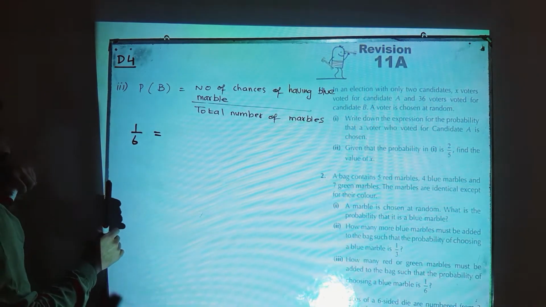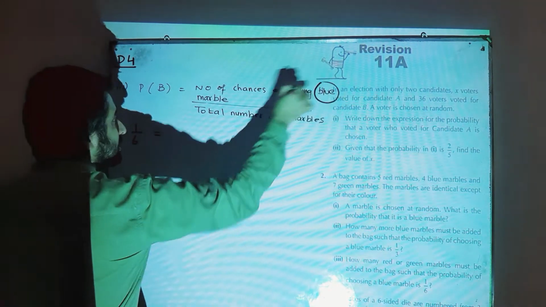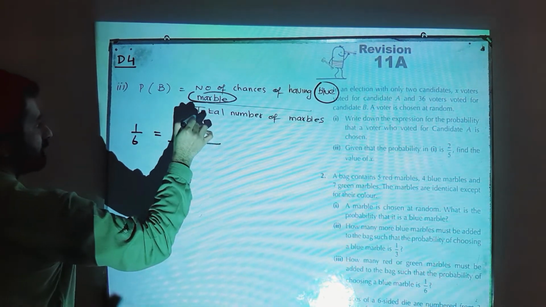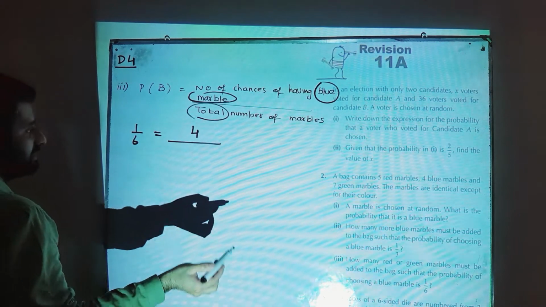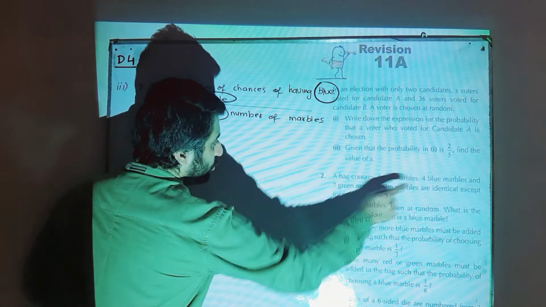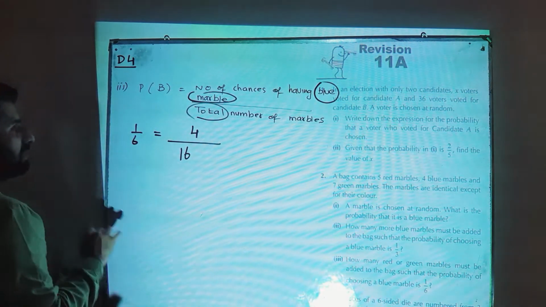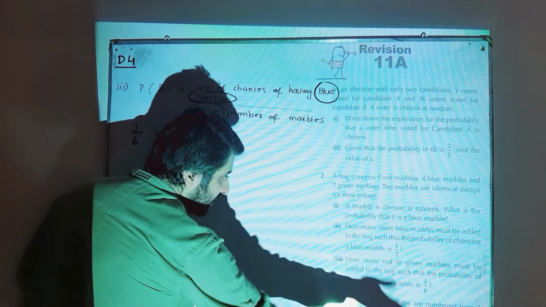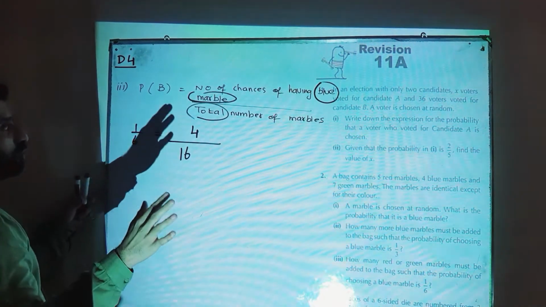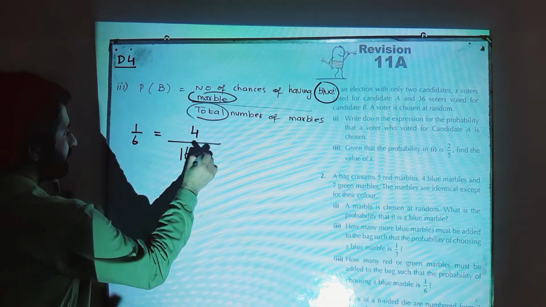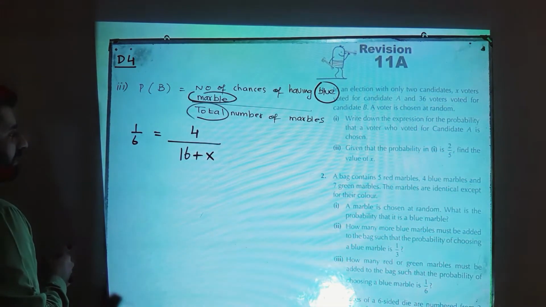So how many blue marbles do we have? 4. And what about the total number of marbles? Well, that has changed. Initially we have 16. If you add red, blue and green, you will have 16, but you are going to add red or green marbles, and you don't know how many red or green are being added. Whatever they are, let them be x.